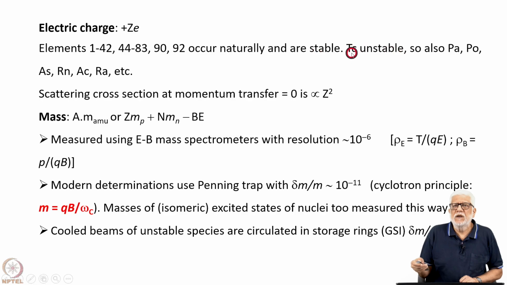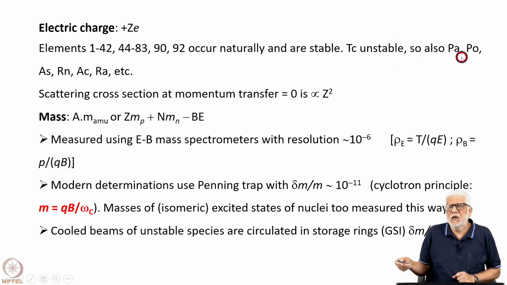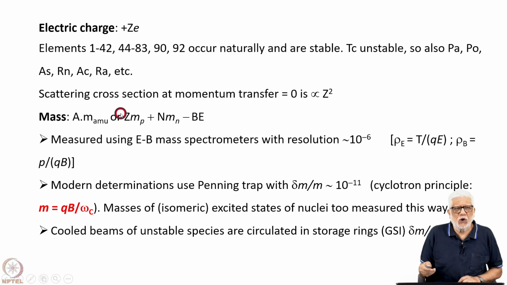However, technetium, which is 43, is unstable. So we do not have it naturally occurring, but it can be produced through artificial means, and indeed it has been produced. And so also things like polonium, protactinium, astatine, radon, actinium, then radium and so on.